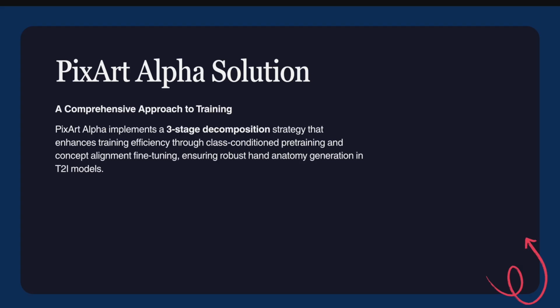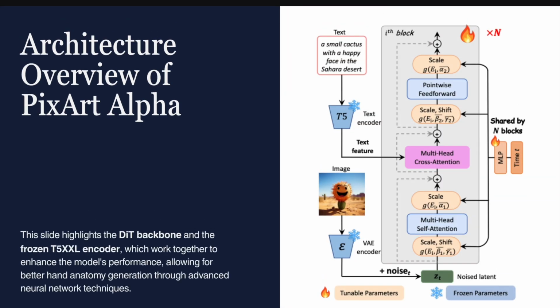So instead of one huge training process, we have three smaller focused stages, and that's what makes the whole approach much more efficient. Now let's look at the architecture. PixArt-alpha uses something called a diffusion transformer. Unlike traditional models that use UNet, this one is fully transformer based and works in a compressed image space.